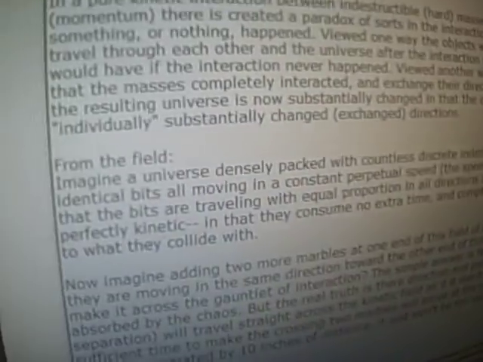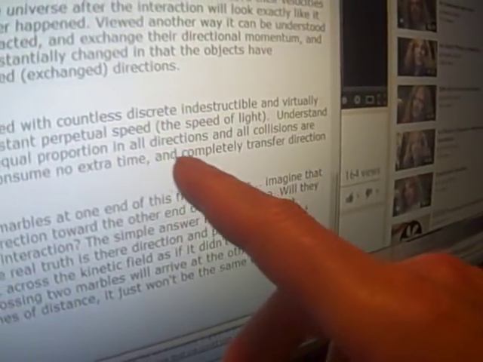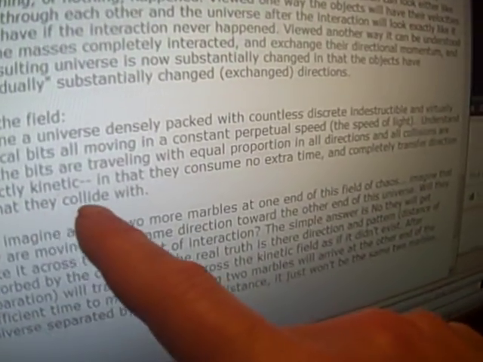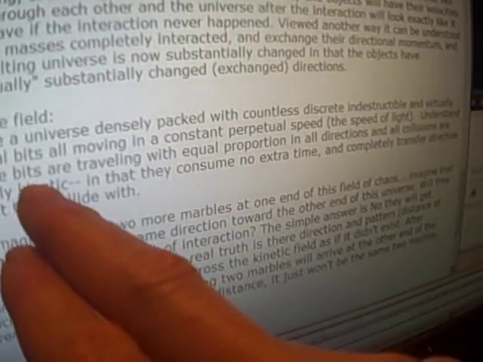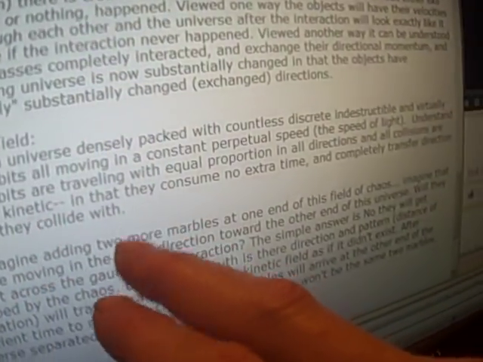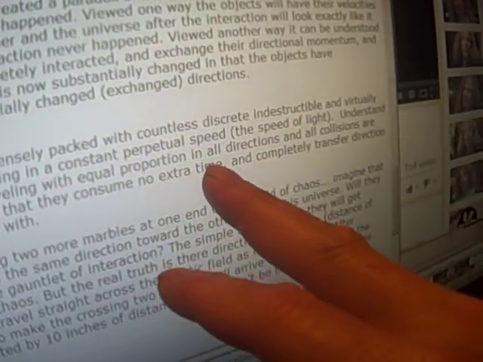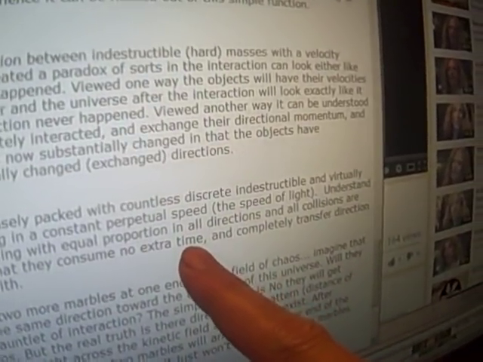Alright, in all directions, all collisions are kinetic. So the idea to remember is that even if light was traveling through this medium, well, I'll get to that later, they consume no extra time and completely transfer direction to what they collide with. So to understand that, that's what kinetic means. Kinetic absorbs no time, it eats no time, and completely transfers direction.